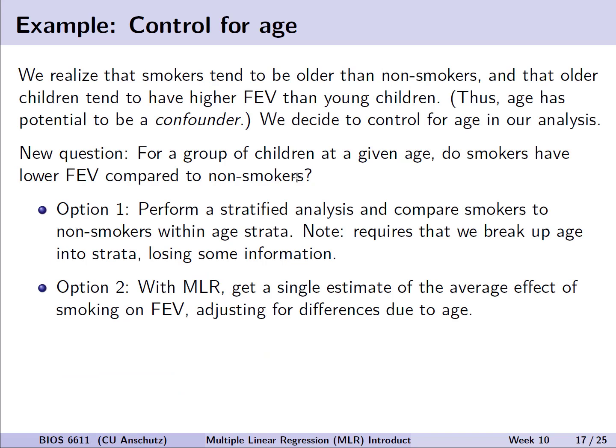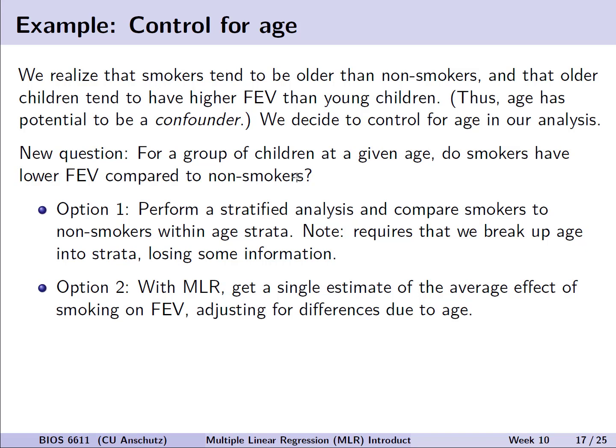For instance, maybe we realize in our dataset, because it is 3 to 19-year-olds, that smokers tend to be older in our dataset than non-smokers, and that older children tend to have a higher FEV than younger children just by nature of growing up, growing larger, and having your lung capacity increase. Thus, we think age actually might have the potential in this model to be a confounder. So we decide that we want to somehow control for age in our analysis.